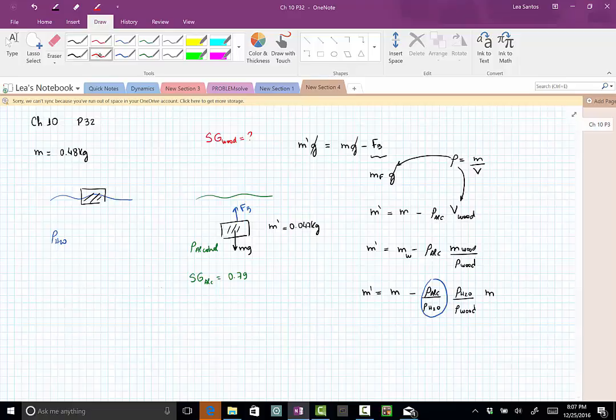Now, what do we see here? What is this ratio? This ratio is what we are after. This is 1 over the specific gravity of the wood. Everything else in this equation we know. We know the apparent mass, we know the real mass, we know the specific gravity of alcohol, and we know the mass of the object. So from this equation now we can get the specific gravity of the wood.